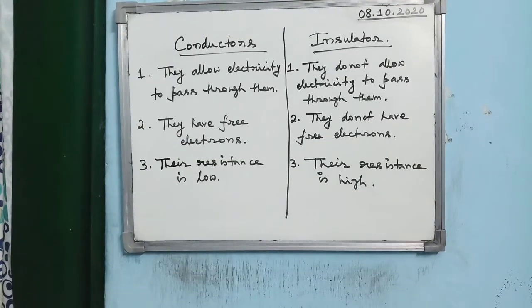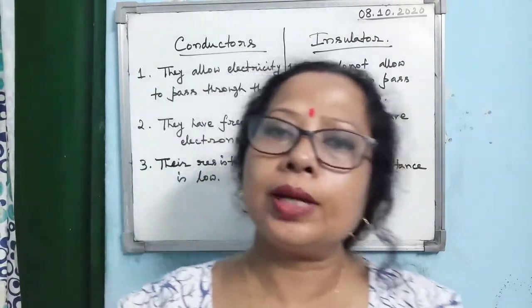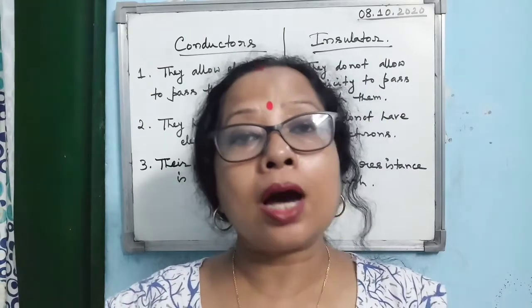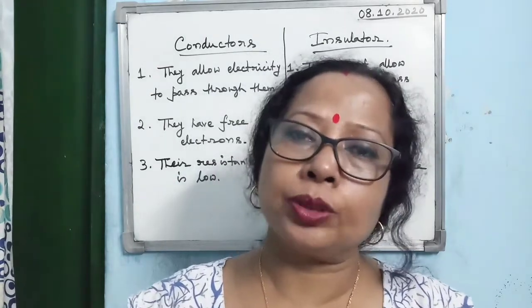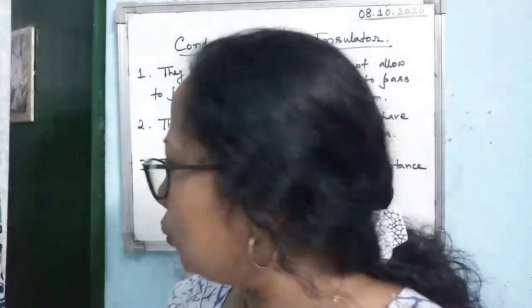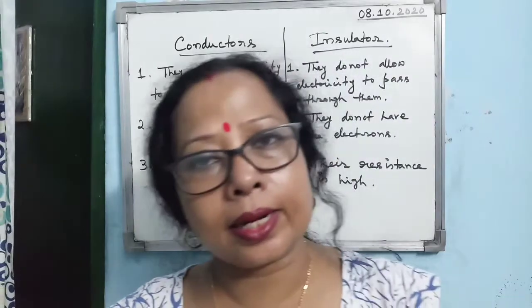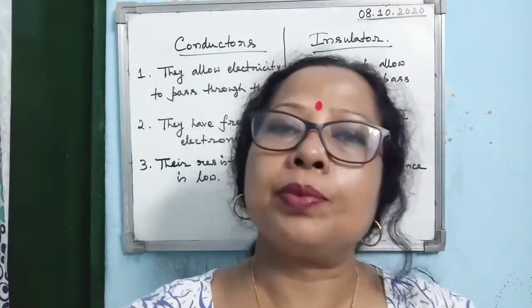Now the next concept is the concept of conductors and insulators. You know which are known as the conductors. Those which allow electricity to pass through them are known as the conductors. All metals are conductors. The human body is a conductor. Fresh water is a conductor. So these are the examples of conductors.